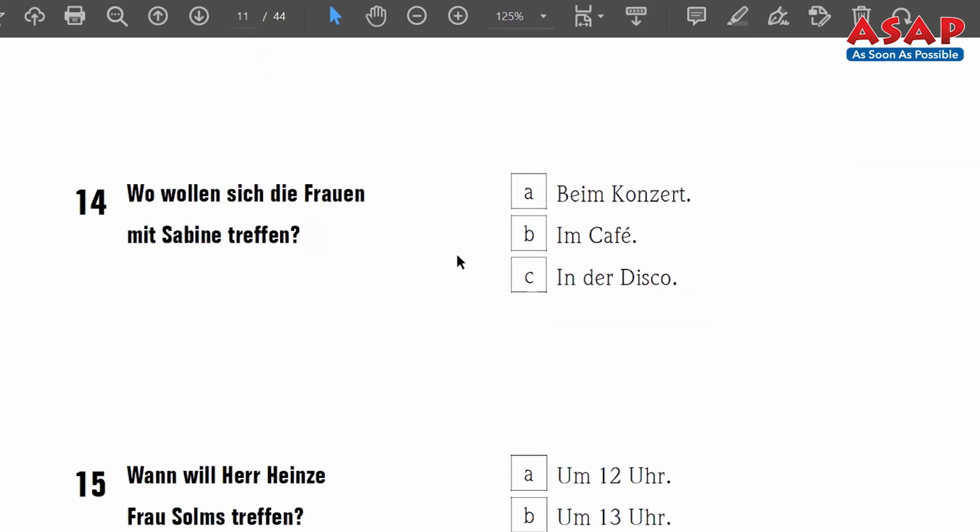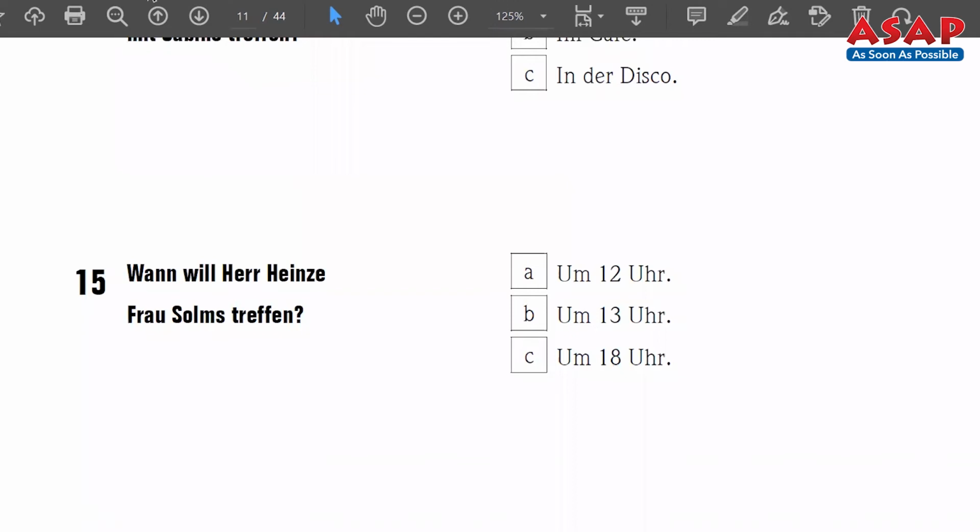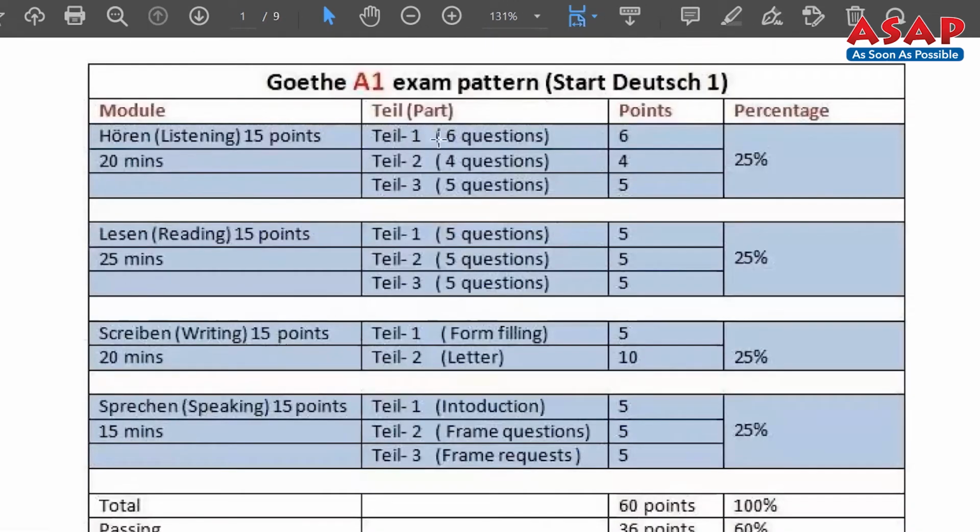Okay, and now we will go to our pattern again. Now next is Lesen. Lesen 25 minutes, 15 points again. Okay, Drei Teile, Teil 1, Teil 2, Teil 3. 5 questions each part. Yeah, in every Teil there will be 5 questions and for 5 marks. Let's see how it is.